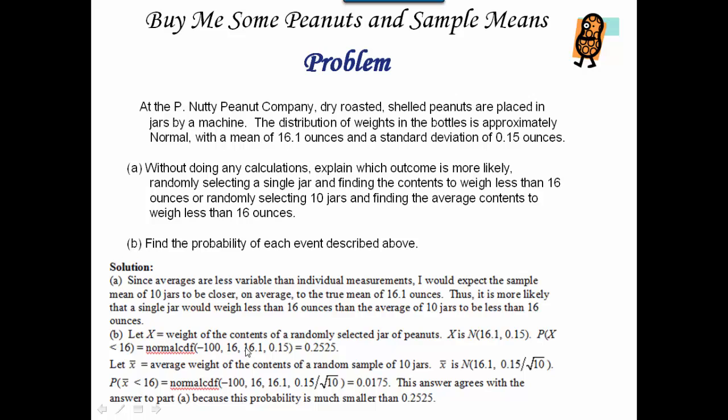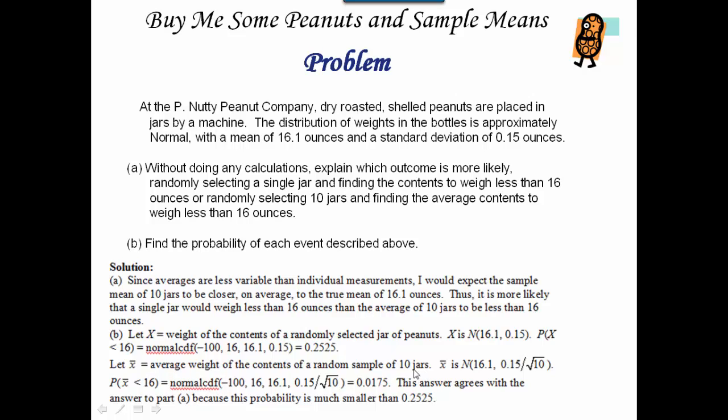If we let x equal the weight of contents of a randomly selected jar of peanuts, the probability x is less than 16. Again, the last example we used table A. This one I'm using the graphing calculator to show you the different ways to solve it. We can use normal CDF, use a large number, like negative 100, comma 16, and then 16.1, which is the mean, and then 0.15, which is the standard deviation. So 0.2525.